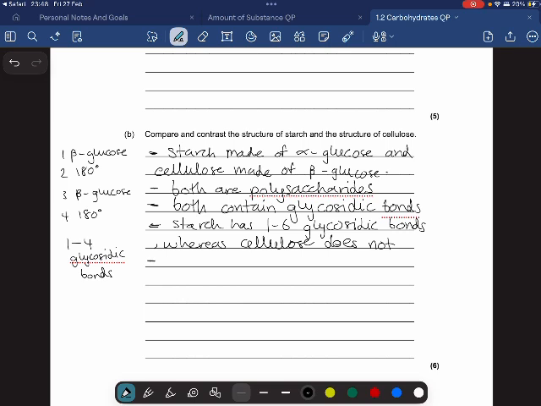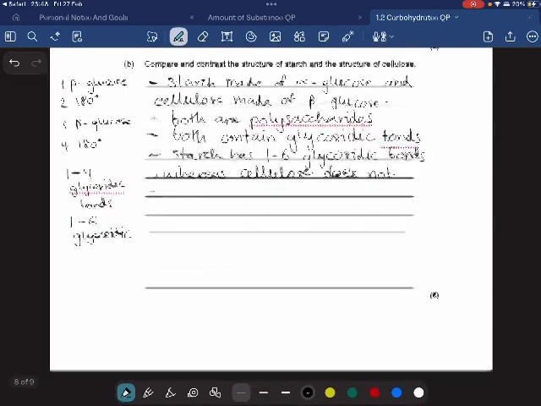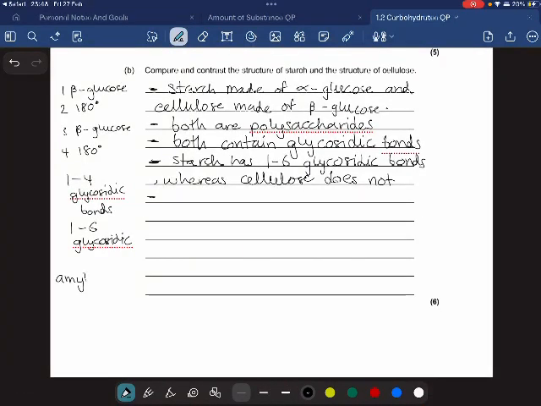Now, our next point we can say is that starch, because it has 1,4 and 1,6 glycosidic bonds, this is mainly due to the amylopectin that starch is made up of. The molecule is branched, right? So starch is branched and cellulose is just straight, so unbranched. So it only has 1,4 glycosidic bonds.